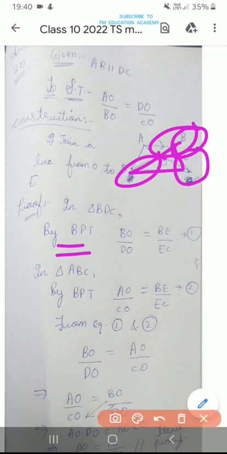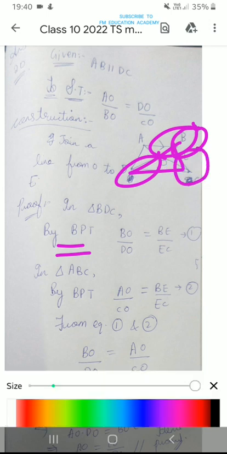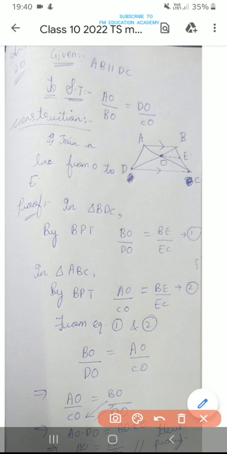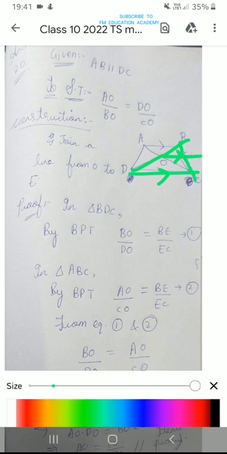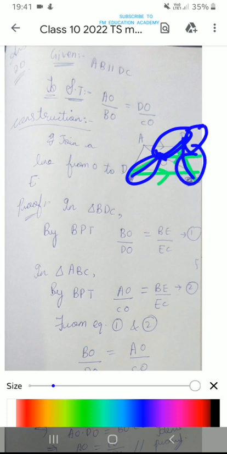Why? Because we know that the basic proportionality theorem states that whenever a line is parallel to the third side, the sides are divided in the same ratio. So here I can see my sides are BO and then OD and then BE and then EC. So I can write BO by OD or DO is equal to BE by EC by the basic proportionality theorem. Let this be equation 1.